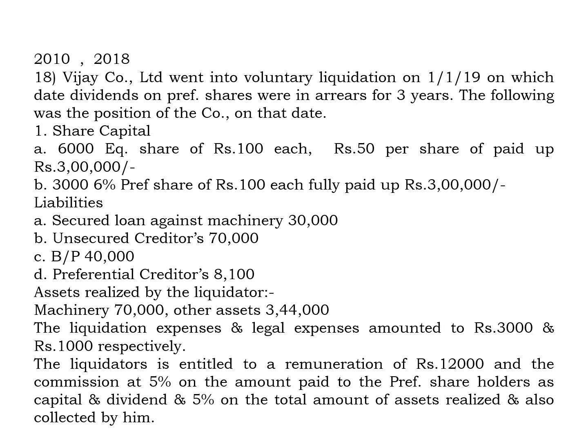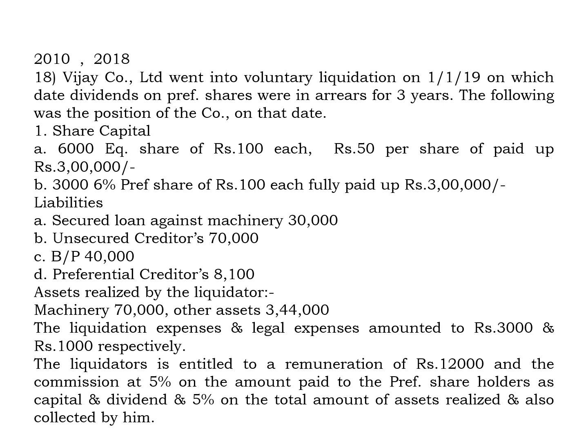Assets realized by the liquidator: we have machinery 70,000, other assets 44,000. Liquidation expenses and legal expenses amounted to rupees 3,000 and 1,000 respectively. The liquidator is entitled to a remuneration of 12,000 and commission at 5% on the amount paid to preference shareholders as capital and dividend, and 5% on the amount of assets realized and also collected by him.